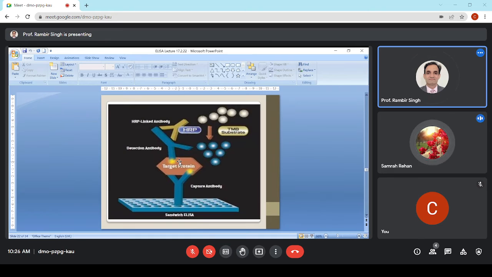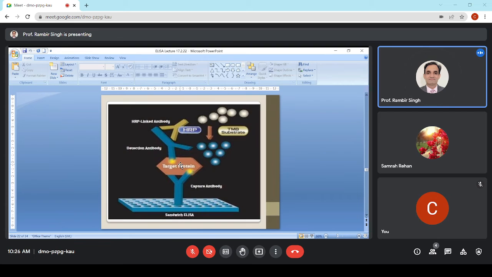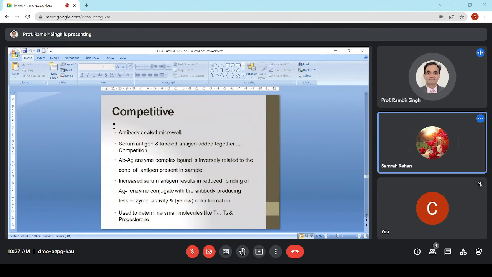Then we have our secondary antibody, which is linked with HRP, and it gives a color. So this technique is known as sandwich ELISA. Why do we call it sandwich? Because the antigen is sandwiched between two antibodies. This is one of the very sensitive techniques which we are using.